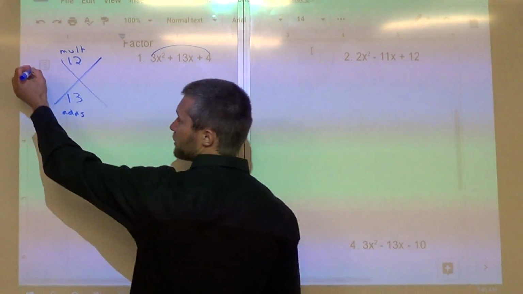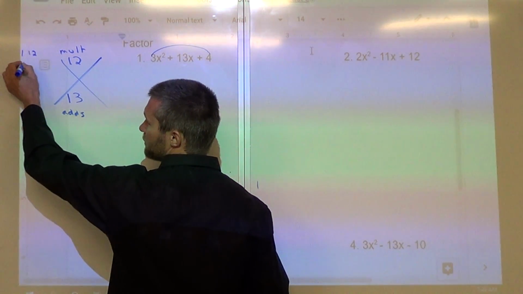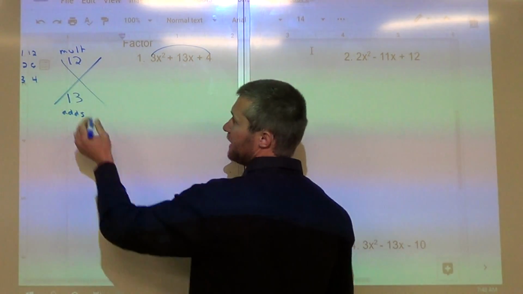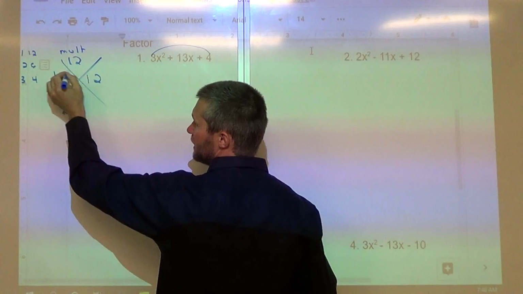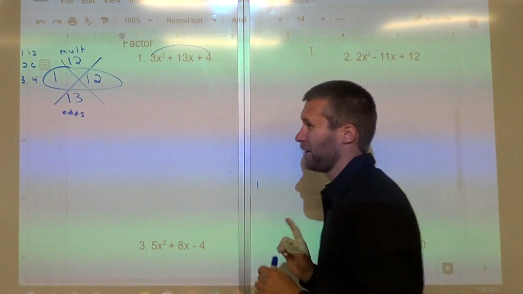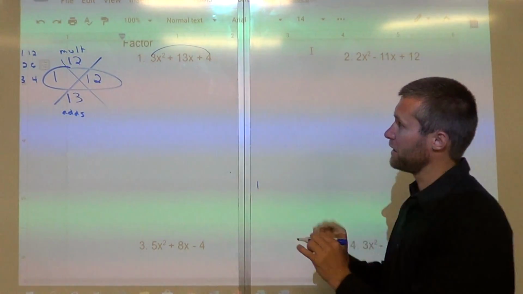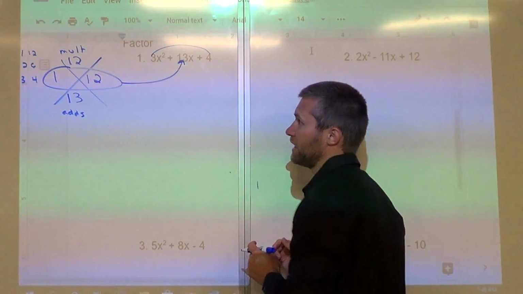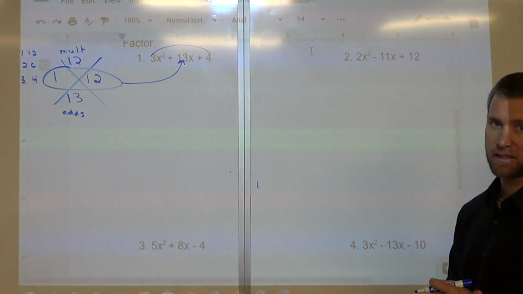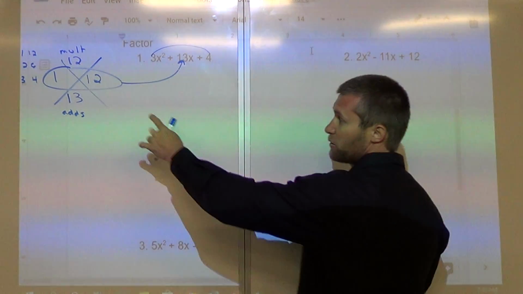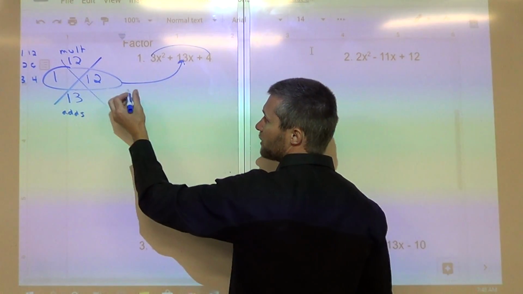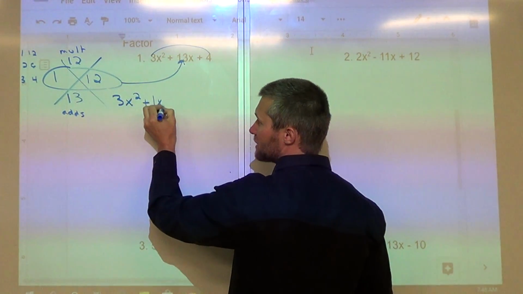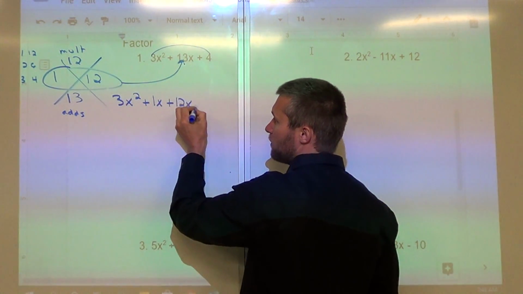Again, what multiplies to 12? You could go 1 and 12, 2 and 6, 3 and 4. Which one of these adds to 13? It'd be 1 and 12. Again, circle these. Now, here's the biggest thing. We're going to plug 1 and 12 in. 1 plus 12, they add to 13. So we are going to rewrite this equation, plugging in the two numbers that we found for the middle term. So it's 3x squared plus 1x plus 12x plus 4.